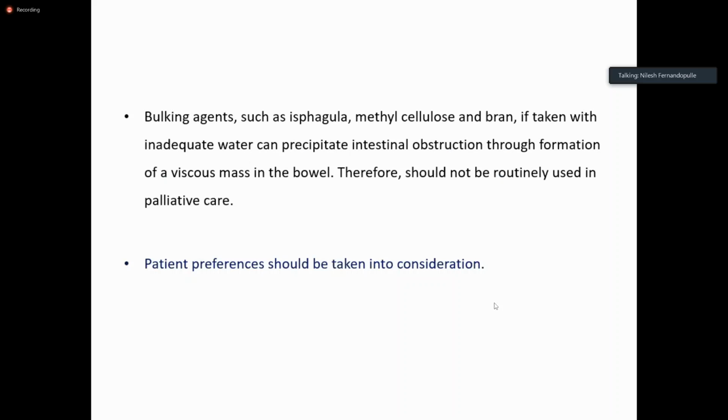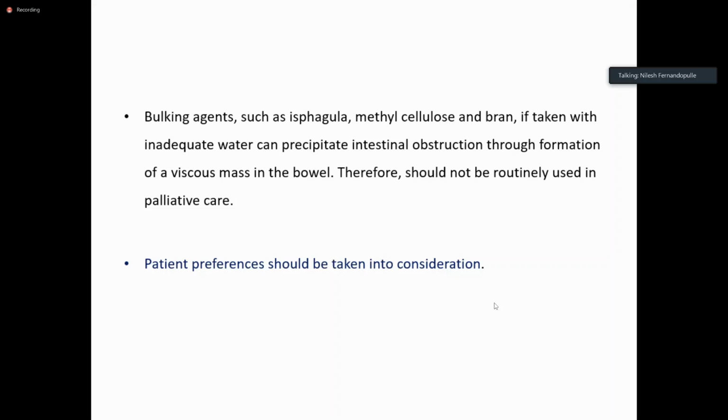Bulking agents like ispaghula and methylcellulose, if taken with inadequate water, can precipitate intestinal obstruction through formation of a viscous mass in the bowel. Therefore, they should not be routinely used in palliative care. Remember this when you're using bulking agents in palliative care.